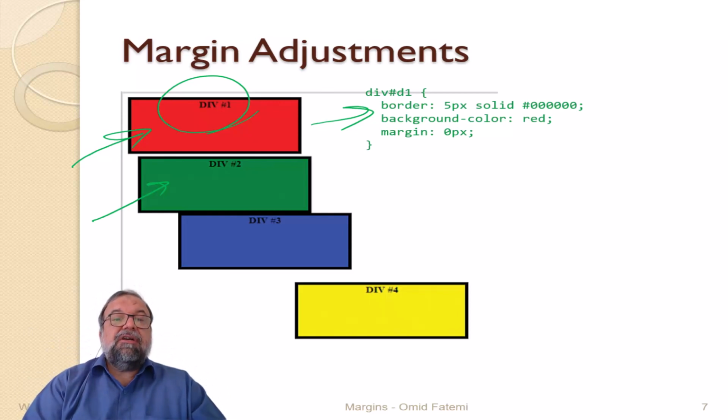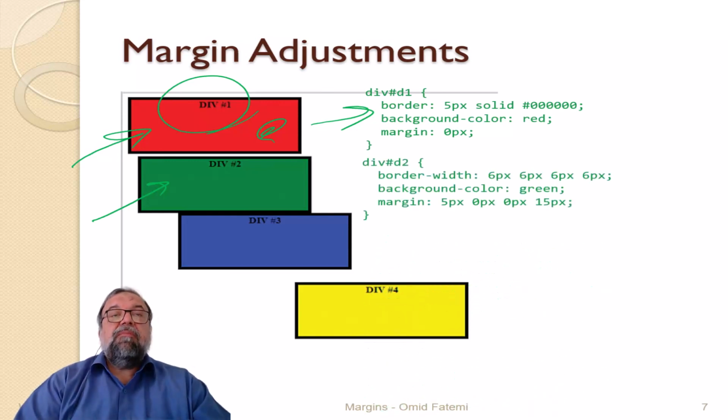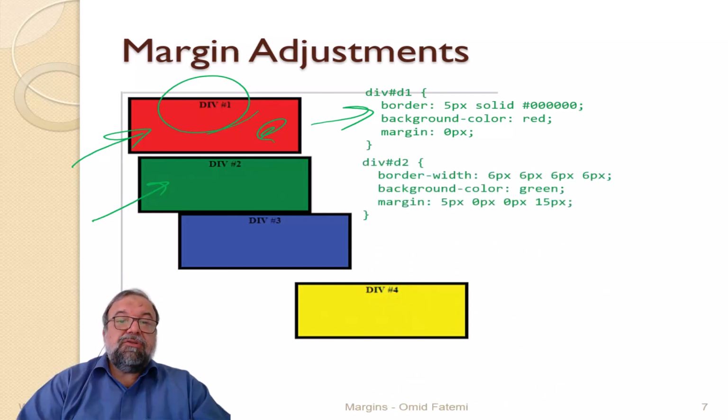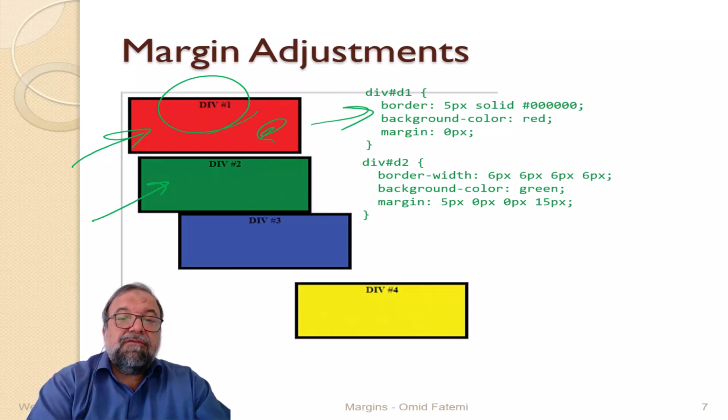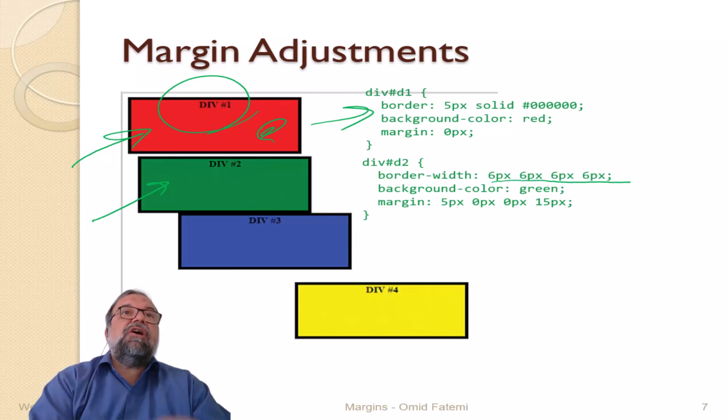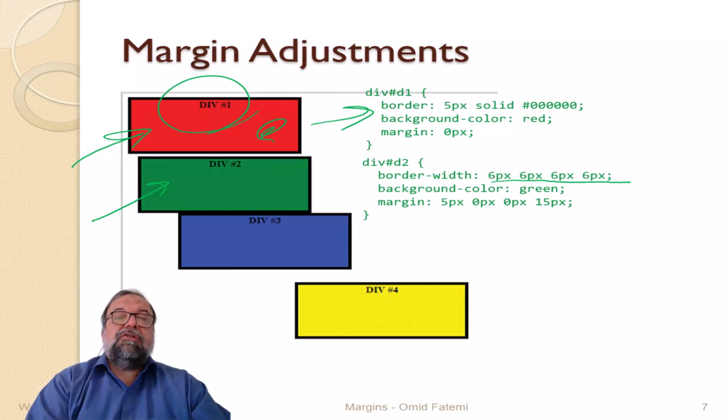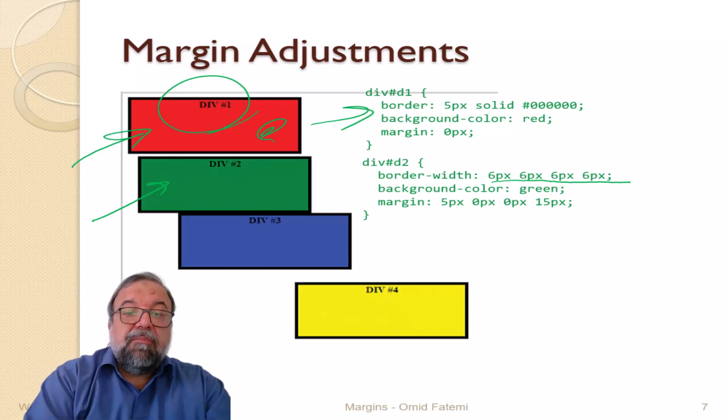The background color would be red here for the box, and the margin is 0. So when we write margin 0, it means for all of the four margins, TRBL margins, as you could see here. Then for div section number 2, we have a border of 6 pixels at the four sides: top, right, bottom, left. And then we have the background color, and here, look at here, margin 5.